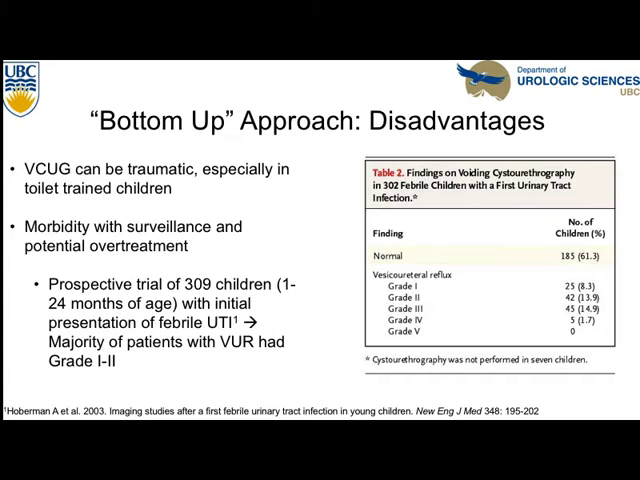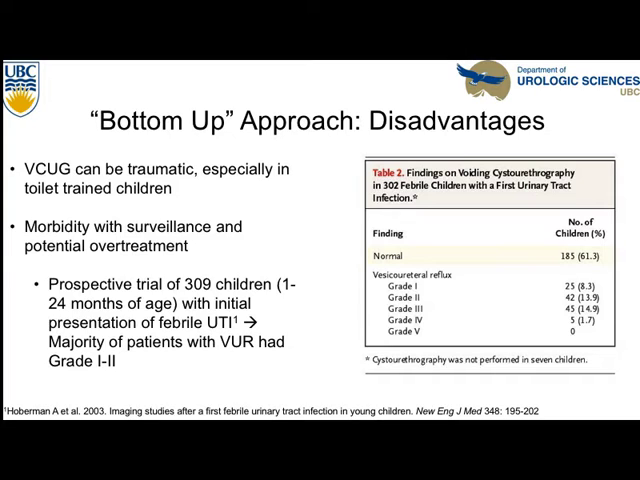Of course, most workups have their own disadvantages. And with regards to the bottom-up approach, the VCUG can be quite traumatic, especially for those that are toilet trained. And then another group, this one from Boston, looked at the potential for overtreatment. Are we finding reflux that is otherwise not clinically significant, or that we don't need to do anything about?